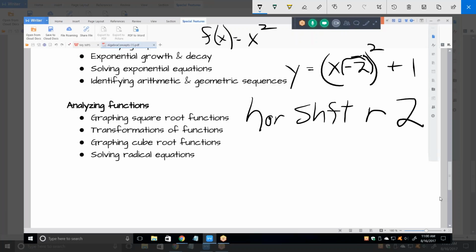It's opposite of this number that I've circled. In other words, the standard is y equals x minus h, where a positive h goes to the right. And in this case, h is positive 2. It's not negative 2. It's positive 2. And positive goes to the right.